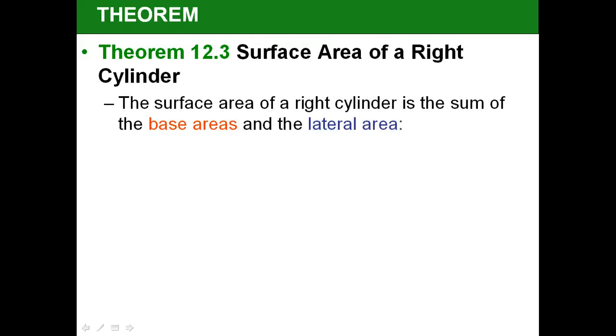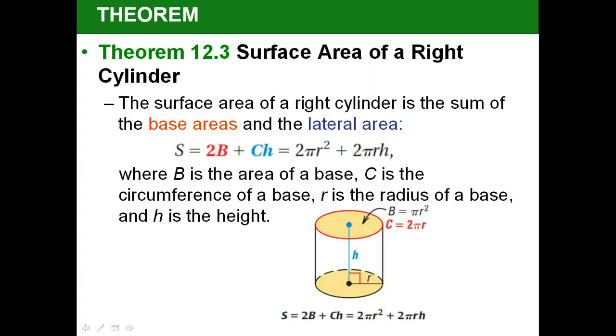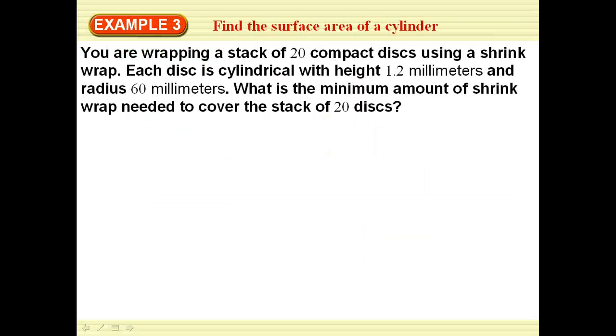So that gives us our formula for the area of a right cylinder. It is 2 bases plus the circumference times the height. Or if you want to plug in the formula for the area of your base, it'd be 2 of these, pi r squared, which is the area of a base, and 2 pi r is the circumference, times the height. So in this case, we would find the area of the base, and then we would get the area of the side by doing 2 pi r, circumference, times height.